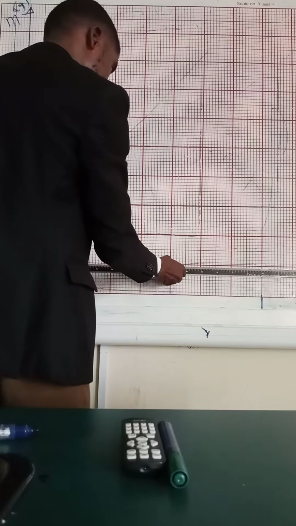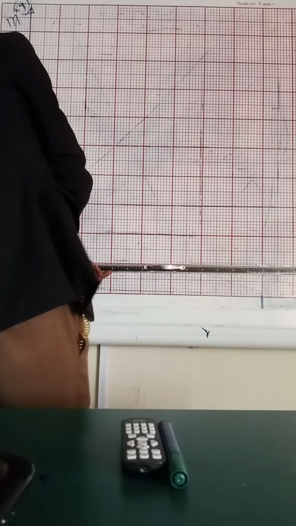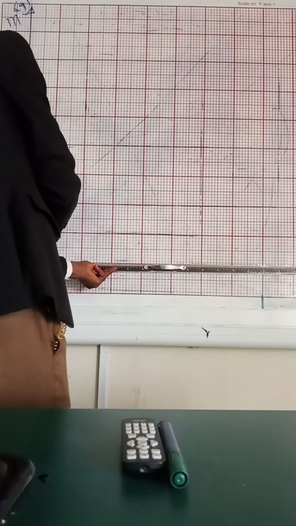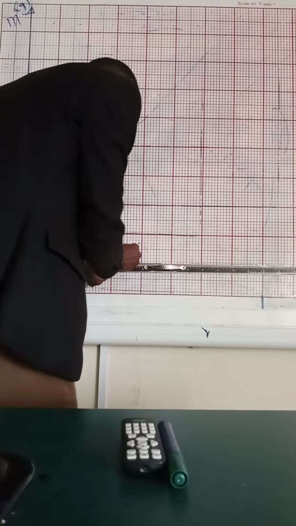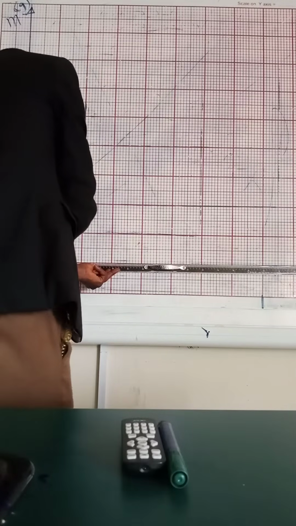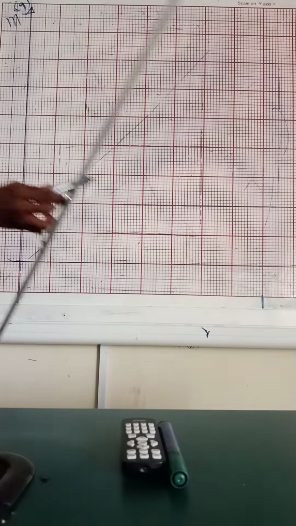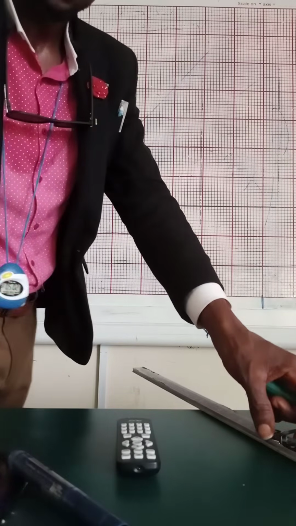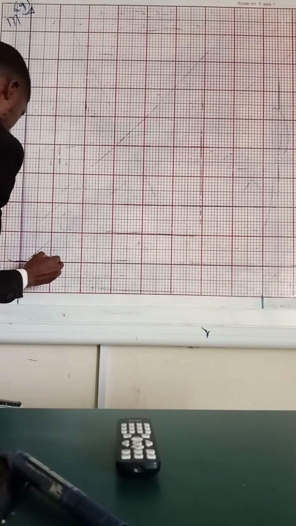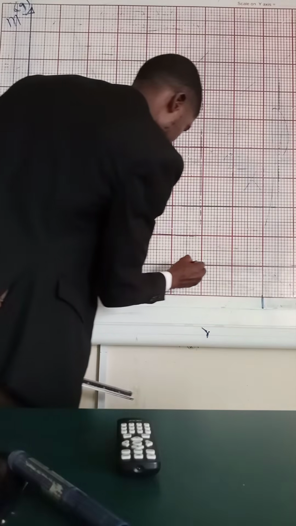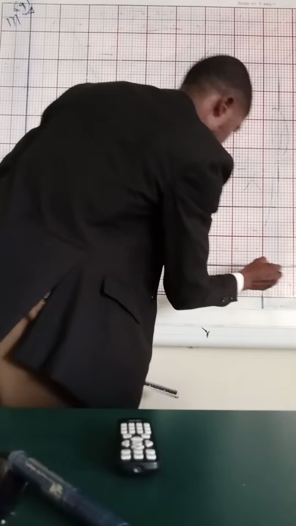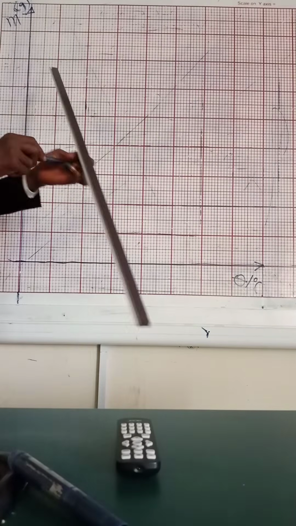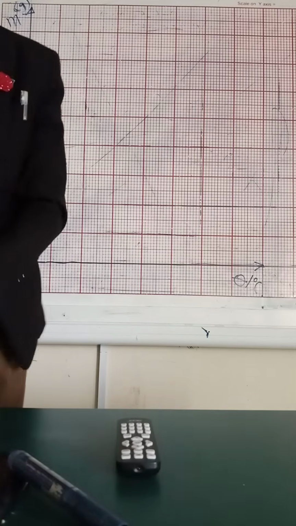So for the horizontal axis, we will draw this line. This line is not too visible. Let me use the other marker. So we have a line here. You put your arrow this way. So this is theta in degrees. The next thing we are going to do is to choose a suitable scale for this graph.